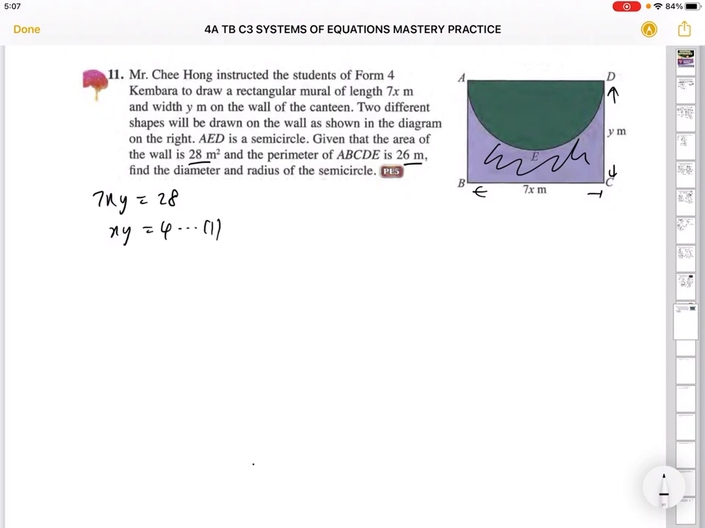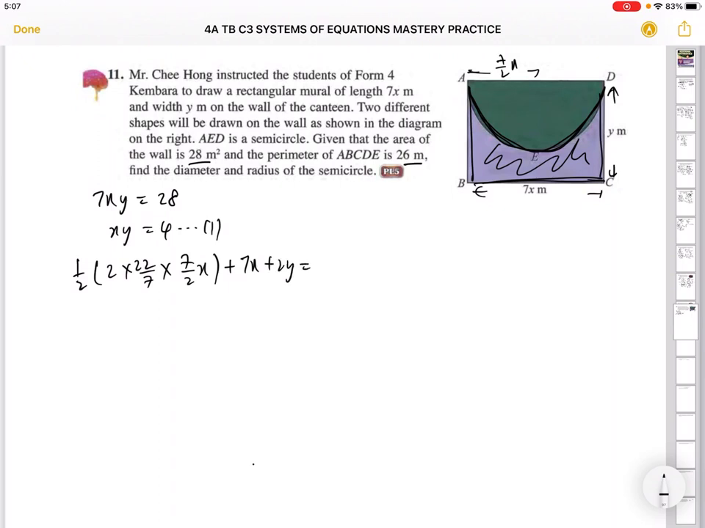And your perimeter will take half of the length of this arc. The circle is 2 pi r, half of it, so it's half of 2 times 22 over 7 times r. If the diameter is 7x, the radius is 7 over 2 x. You plus the length 7x plus the other two sides, 2y. The perimeter equals 26.